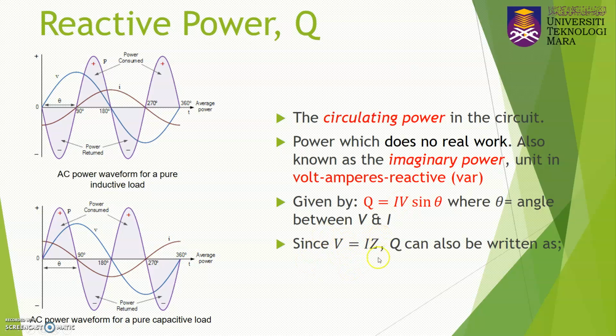So we can substitute this into the equation here. IV will be equal to I multiplied by IZ. So finally, Q can also be written as I squared Z sin theta. So that's for the reactive power Q.